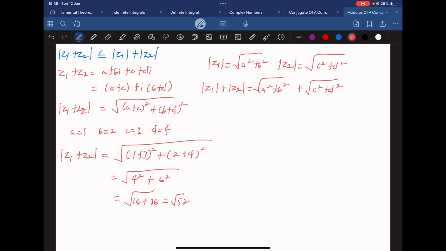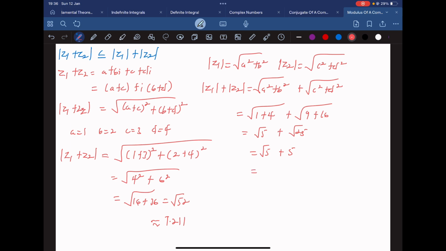Okay, let us do the right hand side. On the right hand side, we're going to have a squared, which is 1, b squared, 2 squared, which is 4, plus the square root of, now c squared, 3 squared is 9, d squared, 4 squared is 16. So we have square root of 5 plus square root of 25, which is square root of 5 plus 5. Now, to simplify this, remember root 52 right here is approximately 7.211.